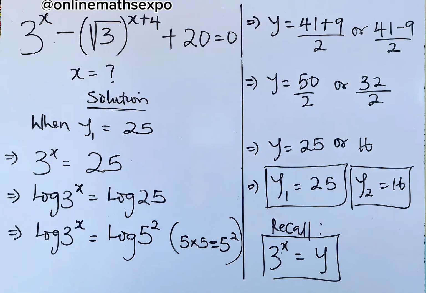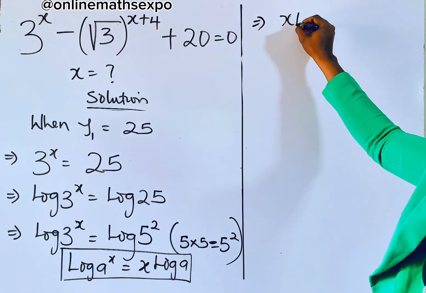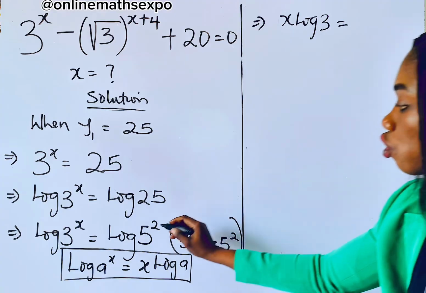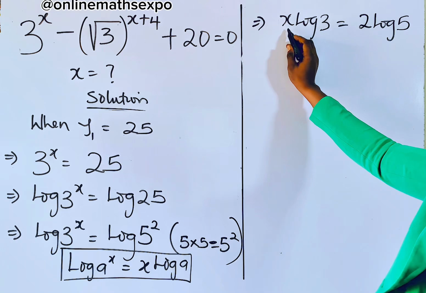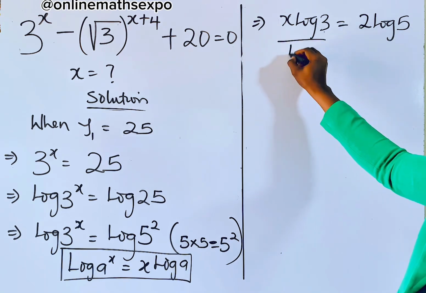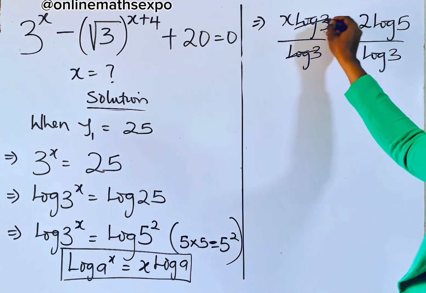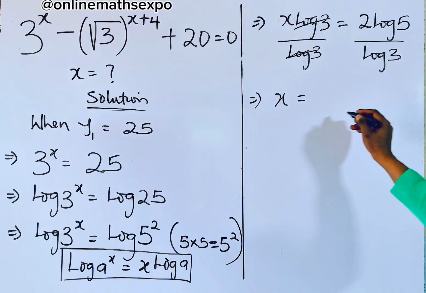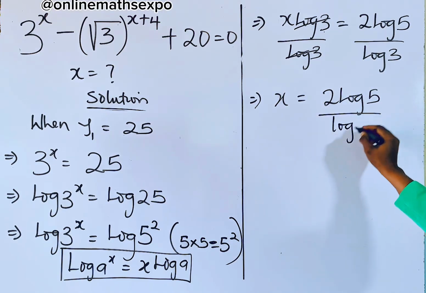Also remember this rule that for every log of a to the power of x is equal to x log a. We are going to apply this rule to simplify. And to do that, we have x log 3 is equal to 2 log 5. Now to get x, remove this log 3. To do that, you divide both sides by log 3. So this is what we have. This cancels, so we're going to have x is equal to 2 log 5 divided by log 3.